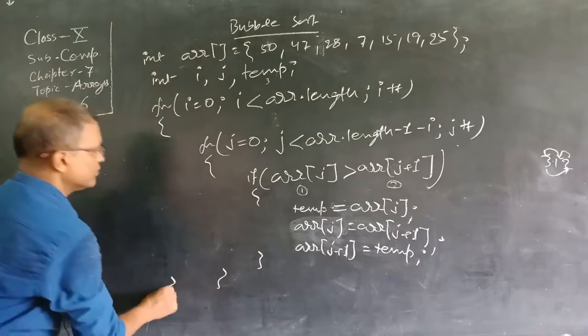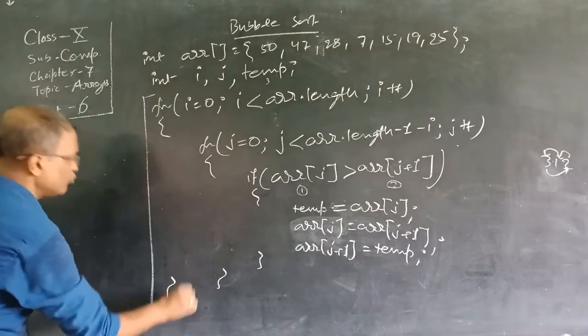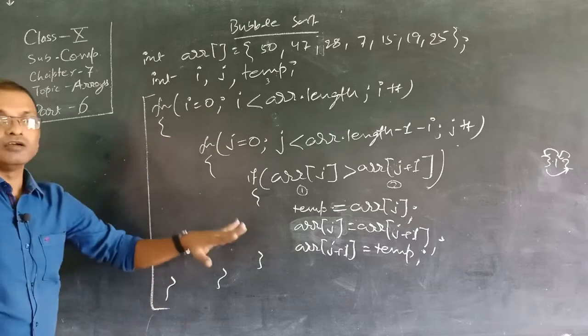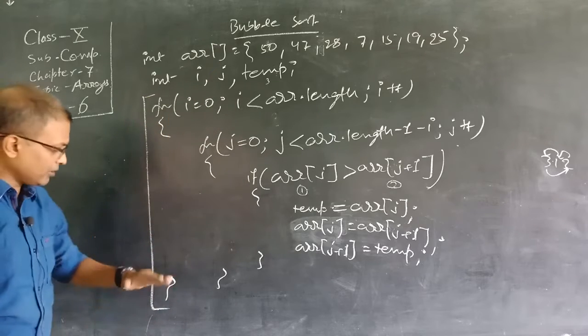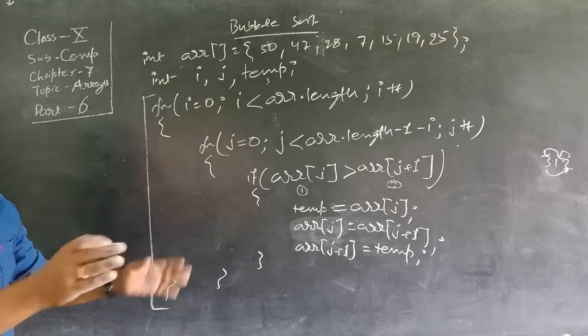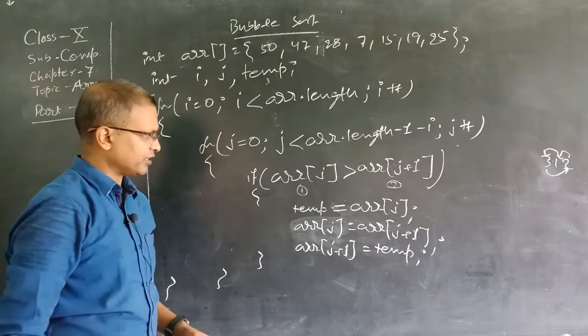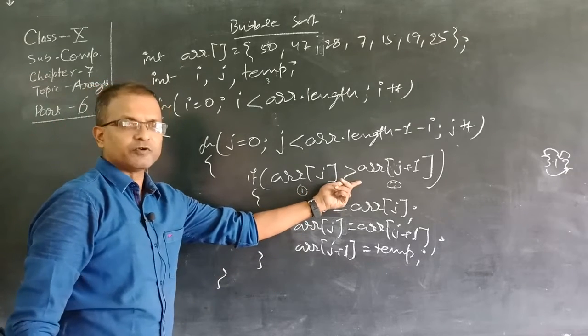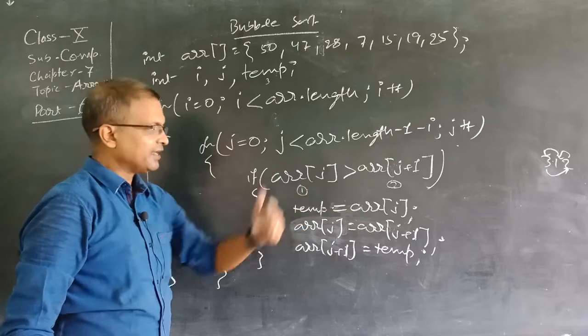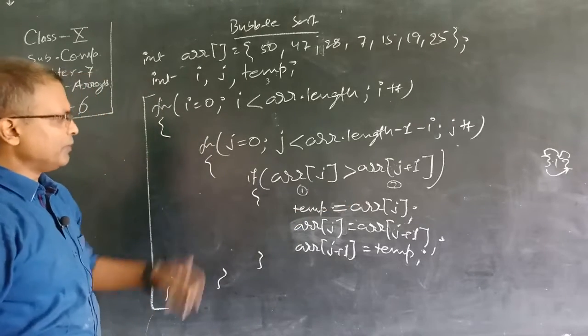So this is the complete looping structure for bubble sort. After completion of this loop, the data will be sorted in ascending order. This condition is for ascending order. Okay, now you have to simply print the data.